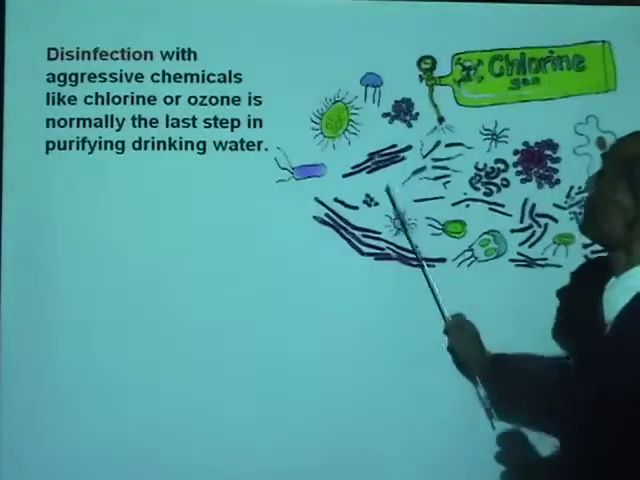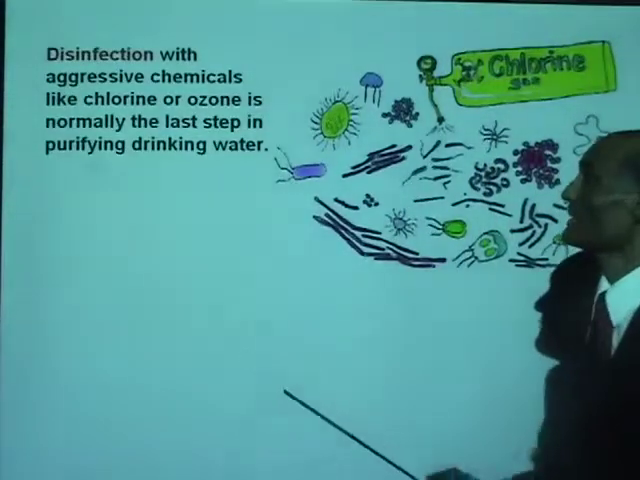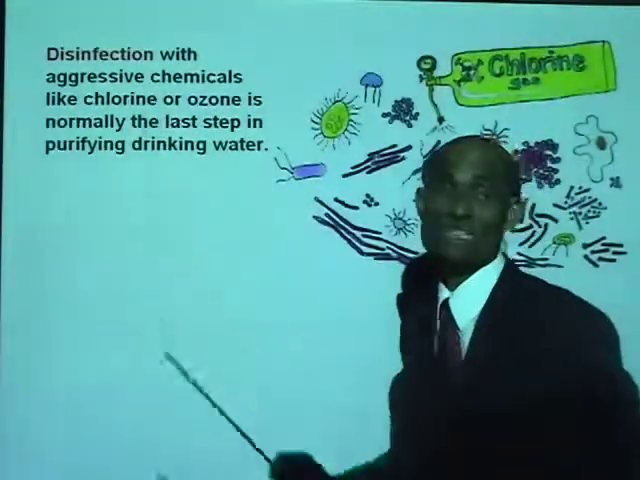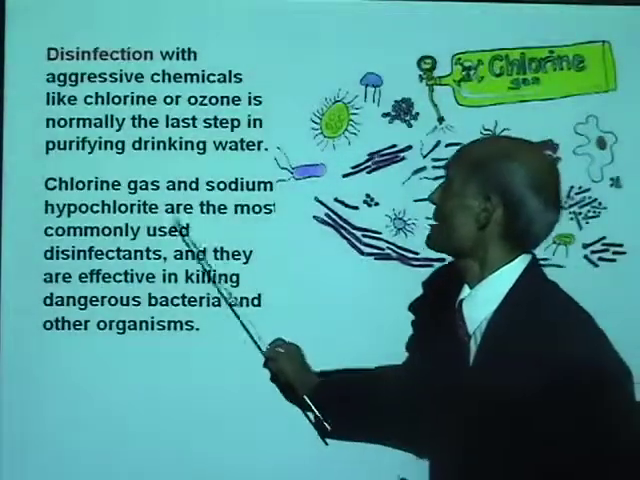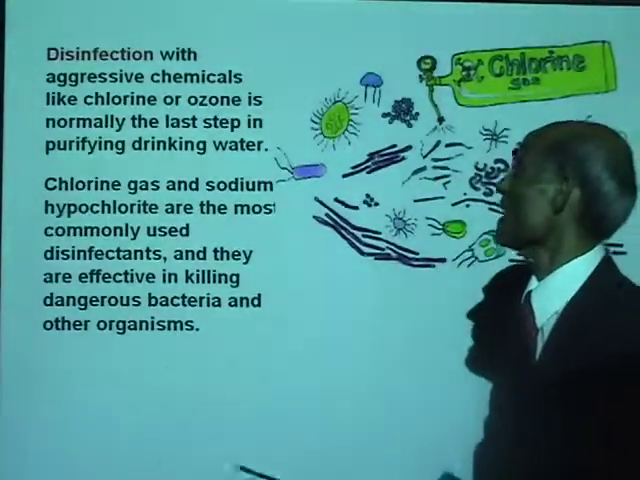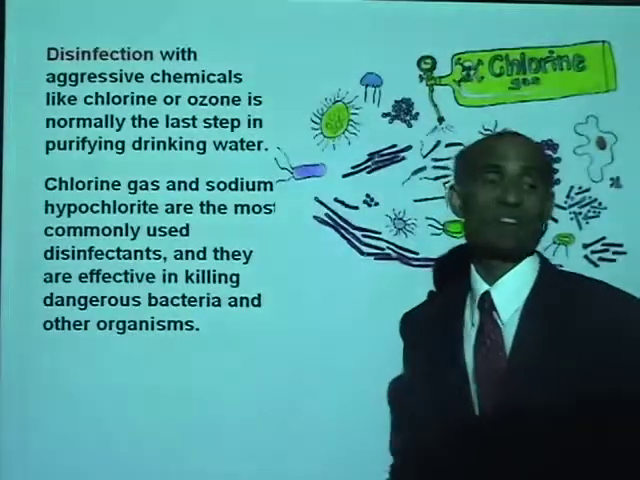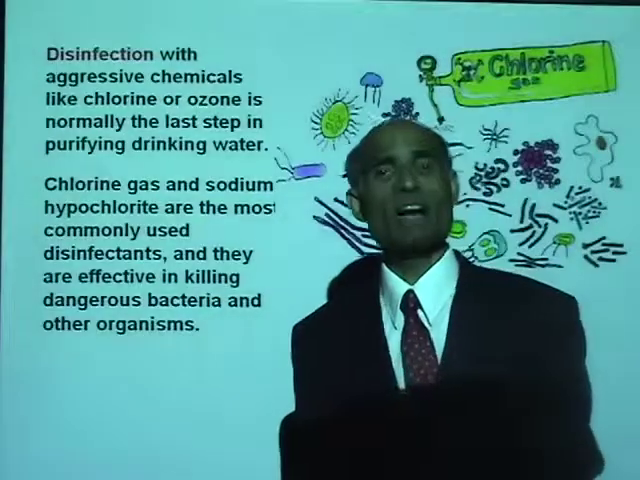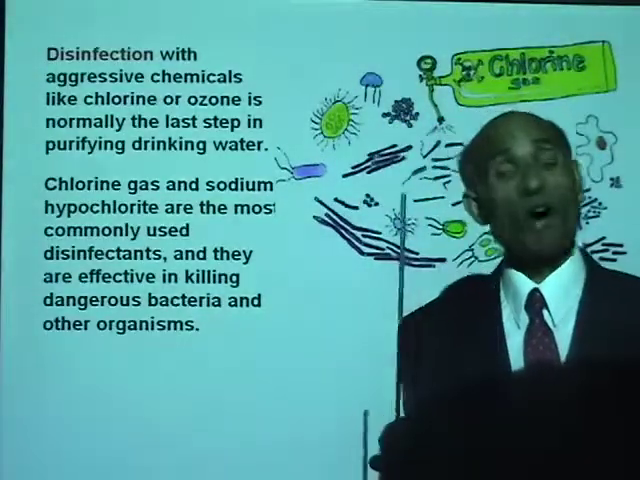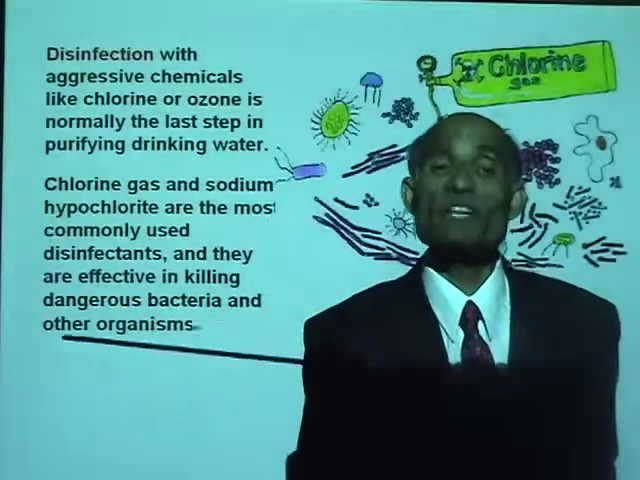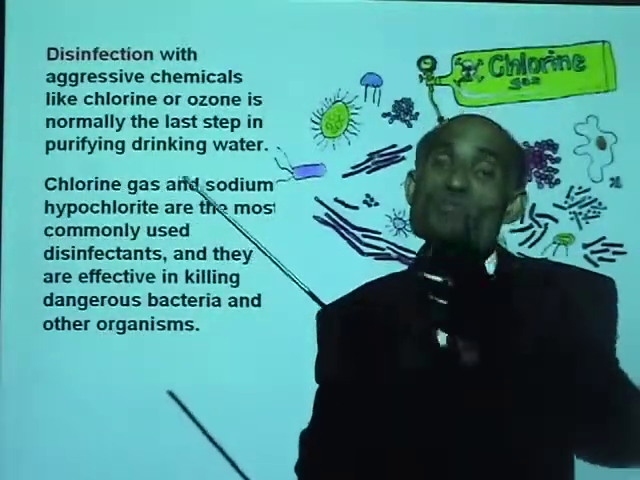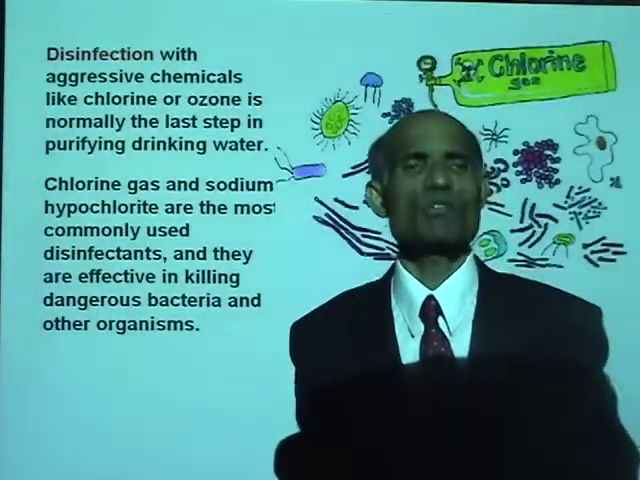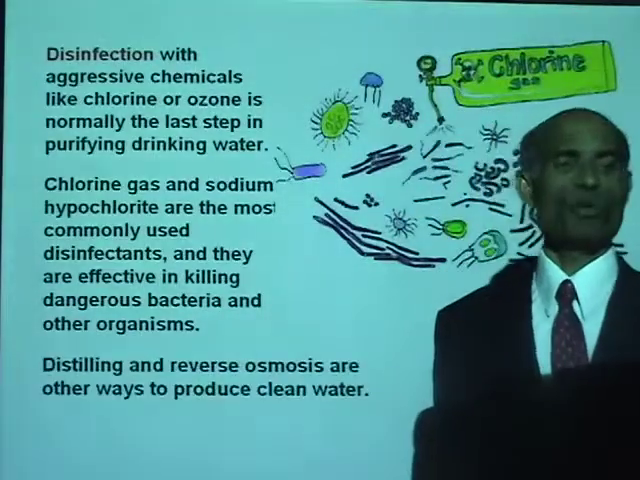You can see water will contain all kinds of bacteria, and before it becomes ready for consumption, you need to disinfect it. Chlorine gas and sodium hypochlorite are the most commonly used disinfectants, and they are effective in killing dangerous bacteria and other organisms. And very often, those who use good filters at home actually remove that chlorine before you drink it. Otherwise, we will be consuming a lot of chlorine that is dissolved in the water.